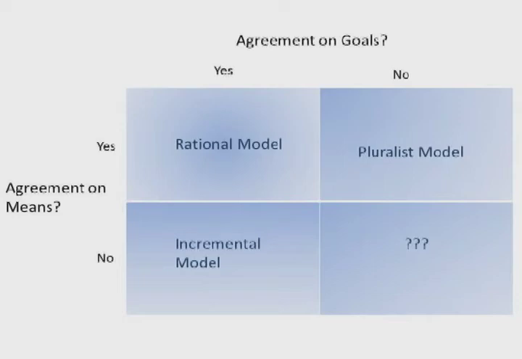Now, some scholars have talked about that in terms of organizational decision making. They said what applies there is something called the garbage can model of decision making, where goals and solutions are just kind of like a big pot stirred around, and sometimes a solution is found, sometimes a solution is not found, sometimes a solution is attached to a problem, sometimes it's not.